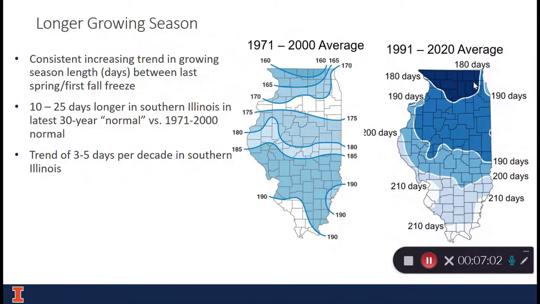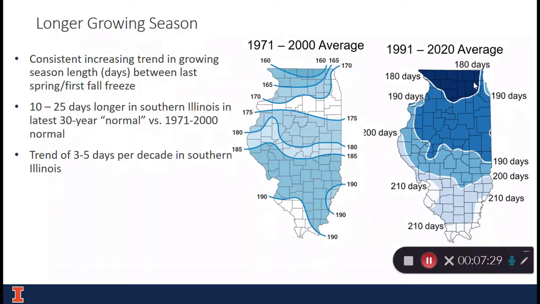So what does this mean? What does overall warming mean? Well, one effect that it has is a longer growing season. What I'm showing you here, these two maps are showing the contours of the average growing season. That's the time elapsed between the last spring freeze and the first fall freeze in days. The left map is showing the 1971 to 2000 average, and on the right-hand side, our most recent 1991 to 2020 average.